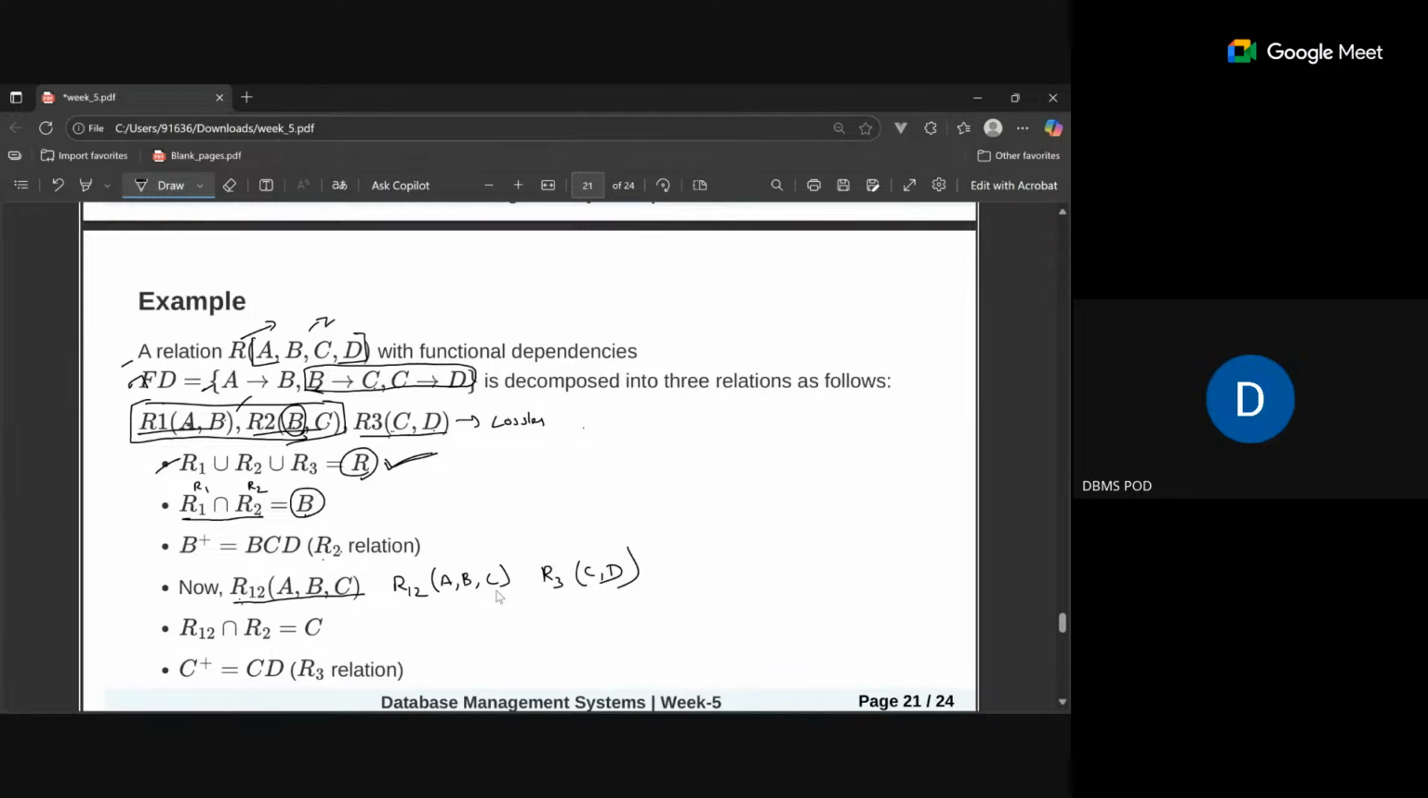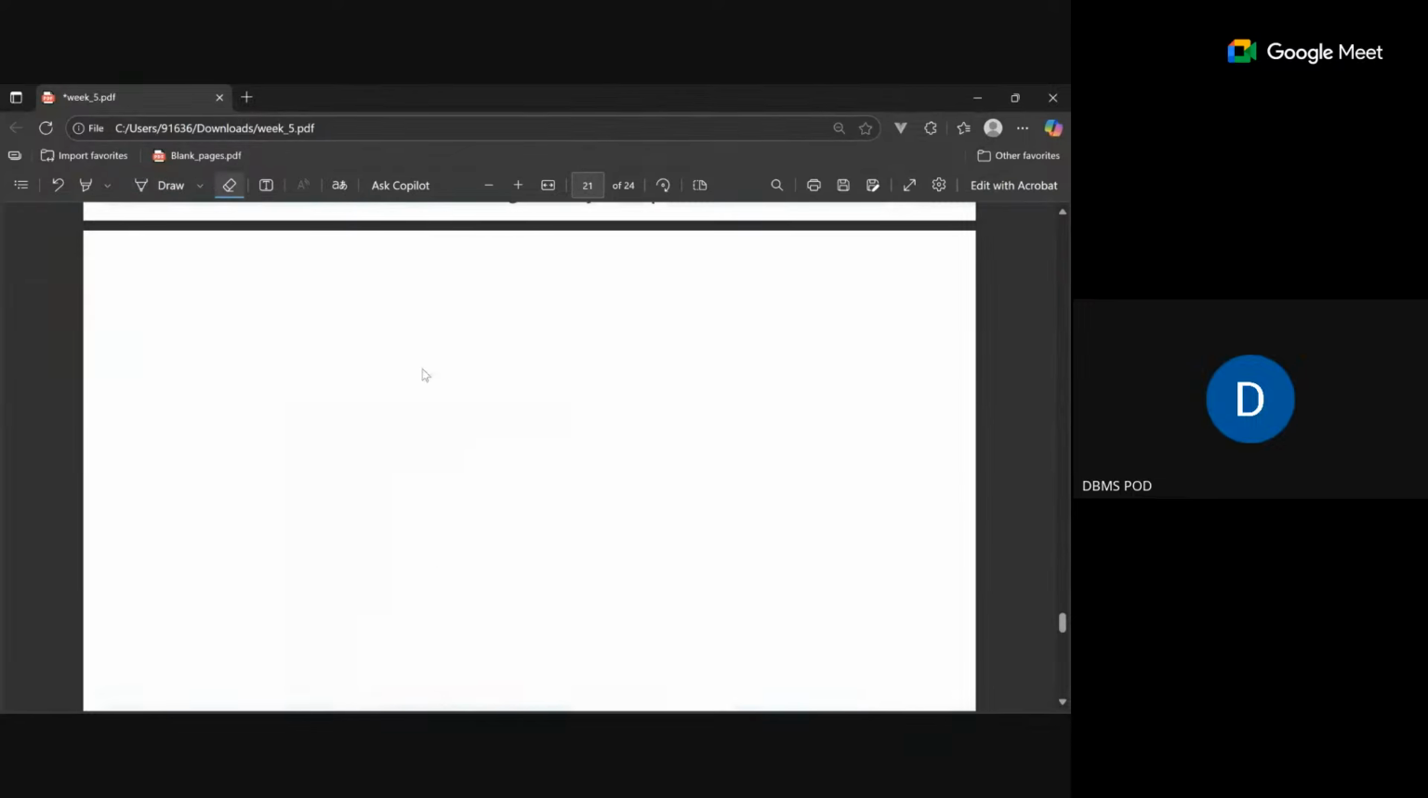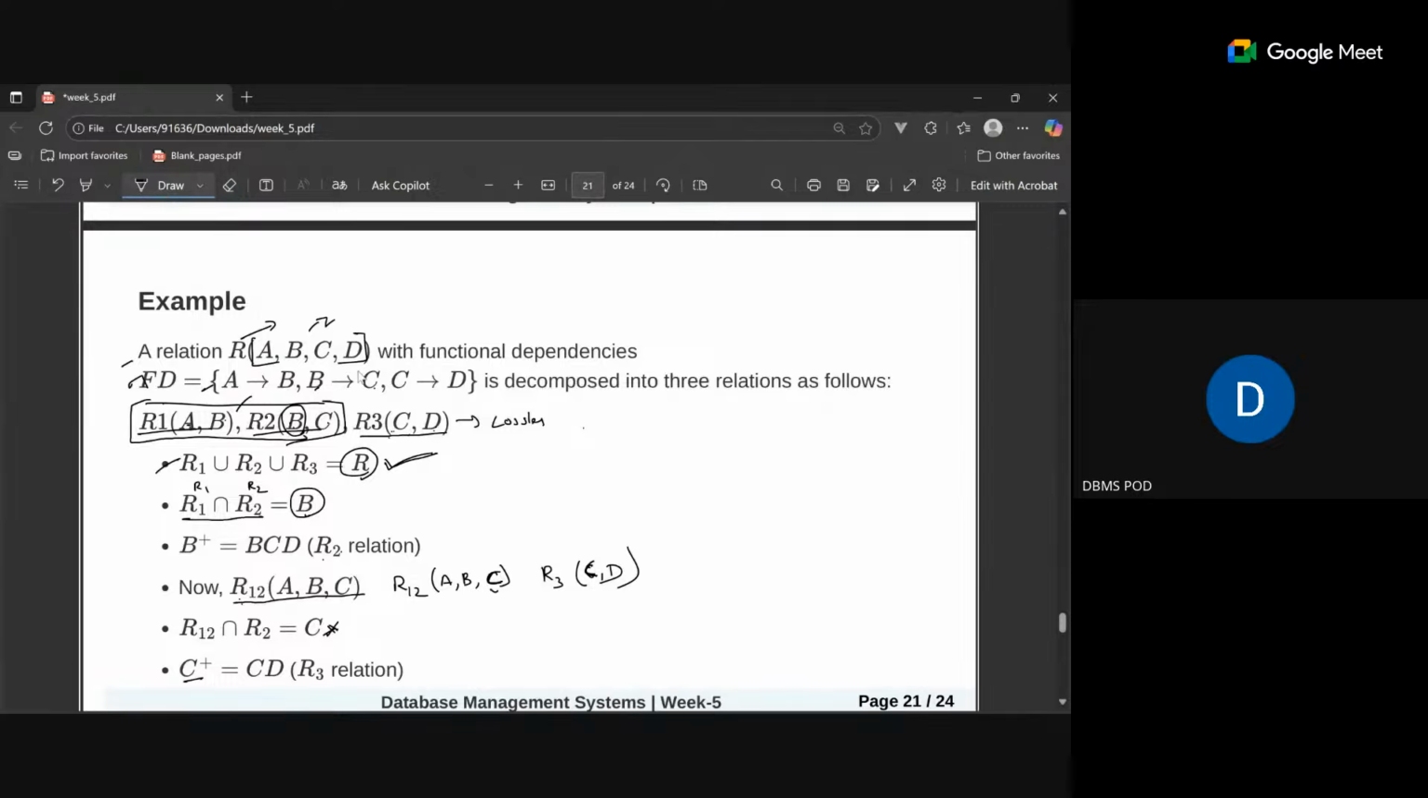And if there is a common attribute, it should have a common attribute, right? And the common attribute is C. If there is no common attribute, it is lossy. So we found a common attribute C, and if you take a C closure, it will give you CD, right? Here. It will give you CD.